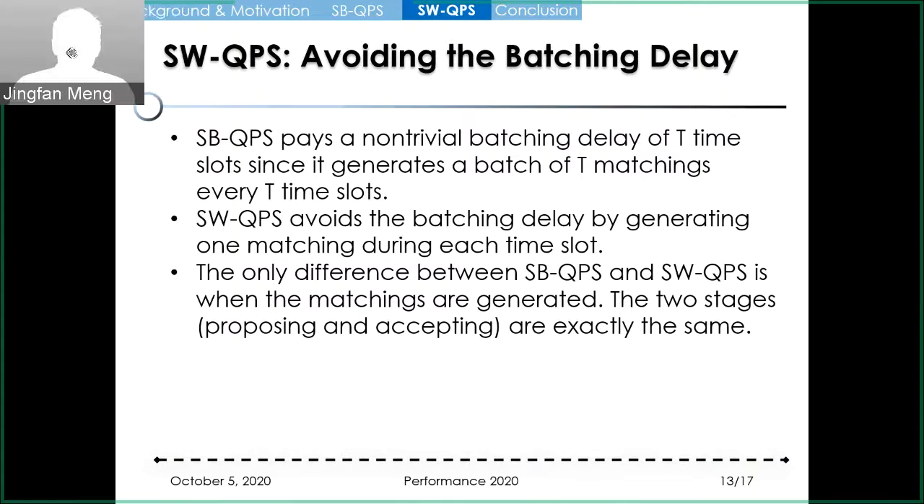Small batch QPS achieves high throughput with small batch size, but it pays a non-trivial batching delay of T time slots, since it generates a batch of T matchings every T time slots. So we designed sliding window QPS to avoid paying this batching delay by generating one matching during each time slot. This is the only difference between small batch QPS and sliding window QPS. The schemes in the two stages, proposing and accepting stages, are exactly the same.